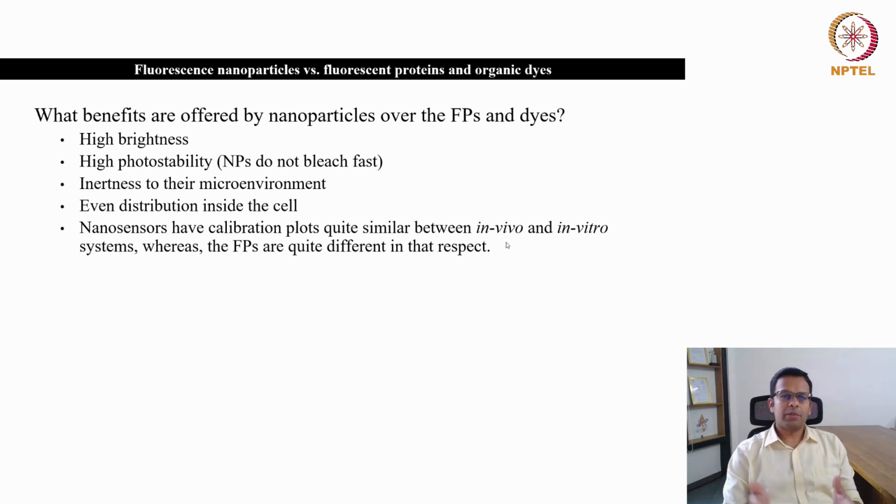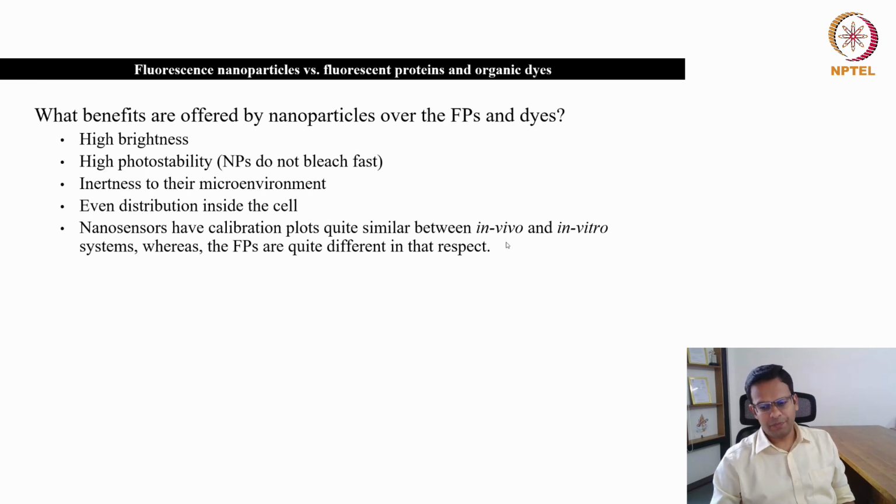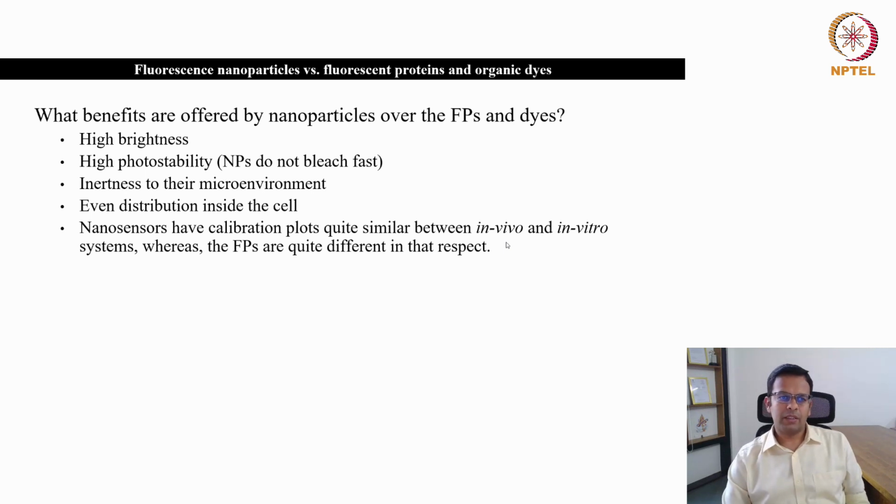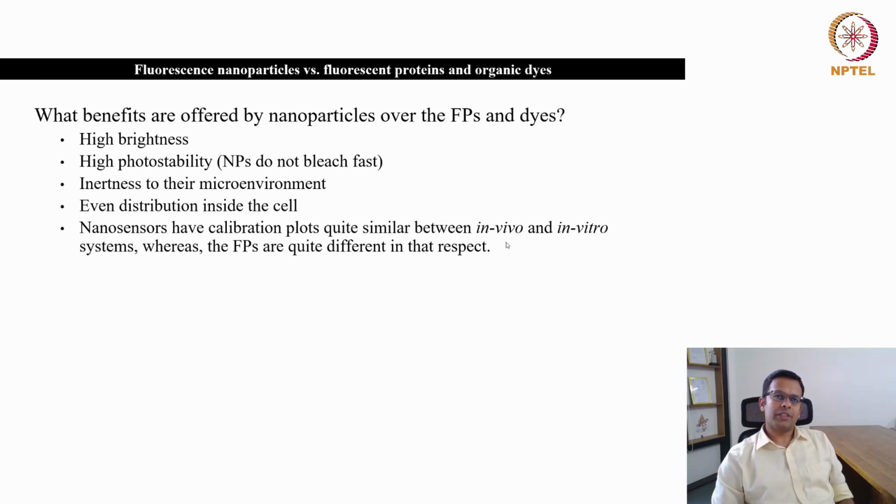If you make calibration curves in an in vitro system, the same curve may not be valid for an in vivo system, because in the in vivo environment the optical properties of the fluorescent proteins will change. So that way the nanomaterials provide you quite comparable results between the in vivo and in vitro systems.